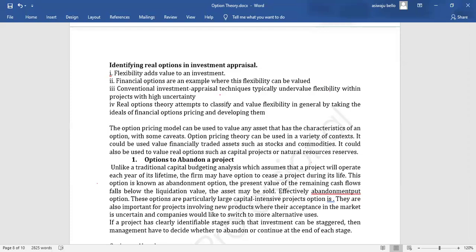Now let's assume we commence the project in year 0. Year 1, year 2, year 3, our estimated cash inflows are not realized. The question is, should we continue with the project or should we abandon the project pathway?